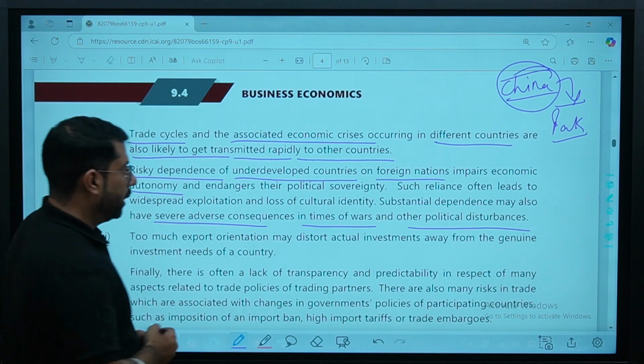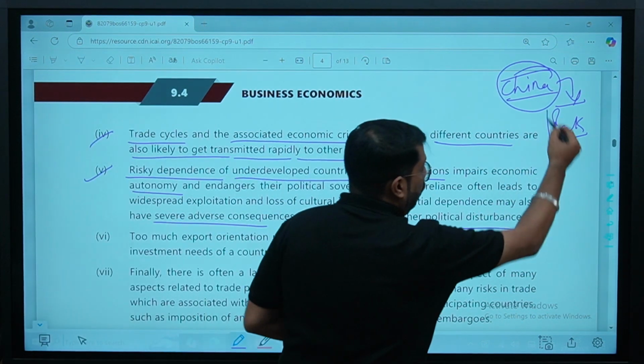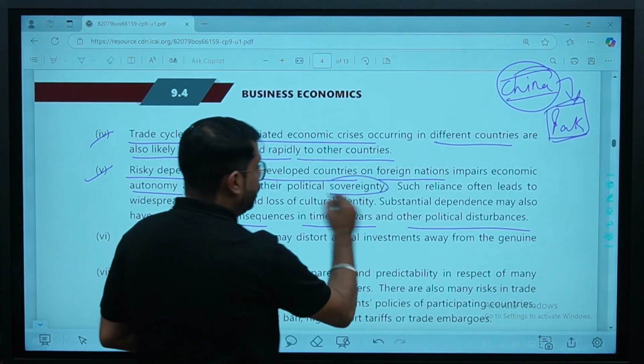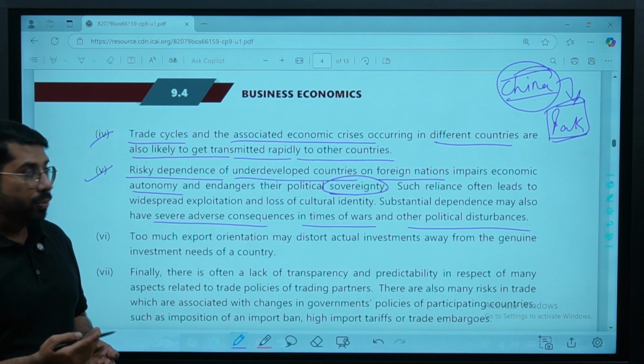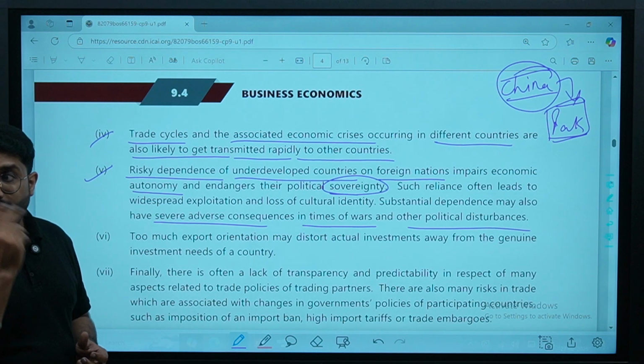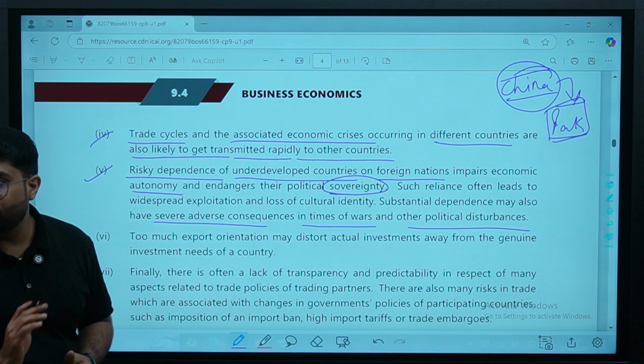In that case, one more thing. We can also say that this country will not be able to take free political decisions, reason being they are controlled by some other country. So whatever China says, they might have to come under their influence. Yes or no? Yes, yes.